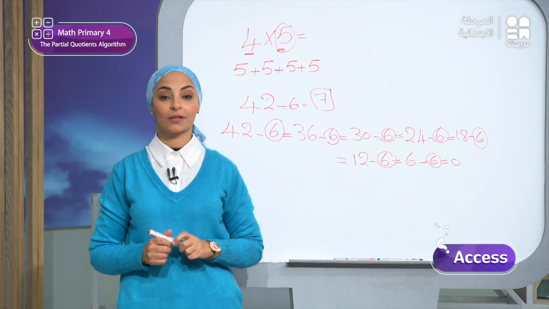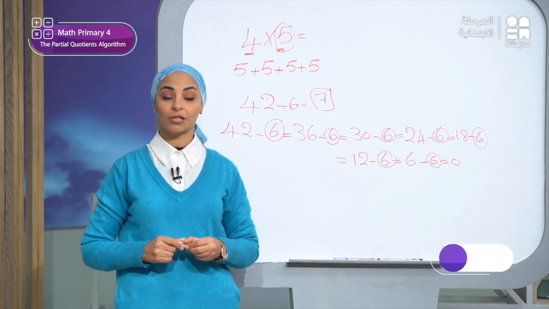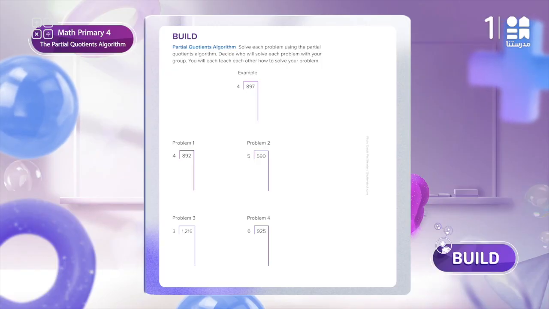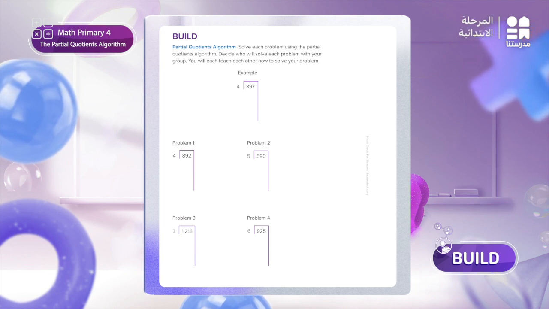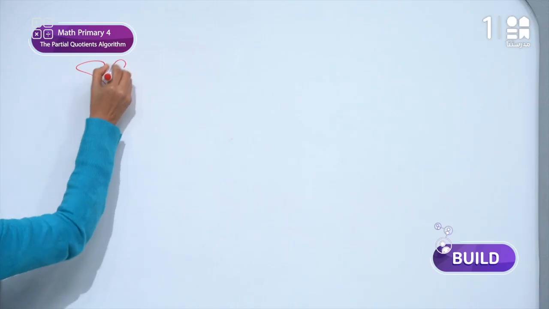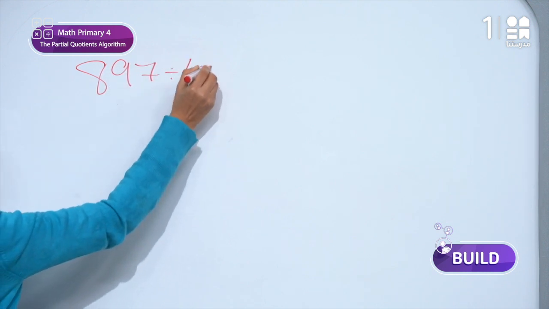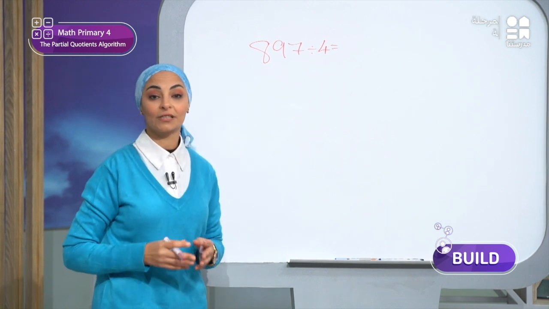We will start learning this strategy in the activity Partial Quotients Algorithm under Build Part, page 312. What does the word partial mean here? Partial means part, and that means we will solve the problems in parts. The example we have here is 897 divided by 4. Let's write this example all together. Here I have 897 divided by 4. We can notice the problem is written in a different way.